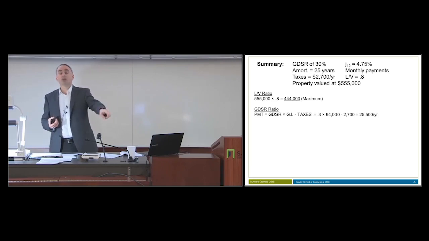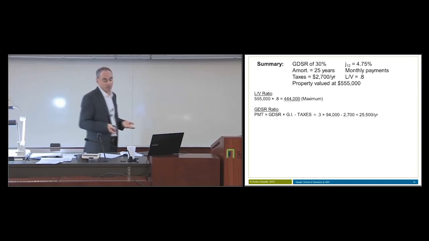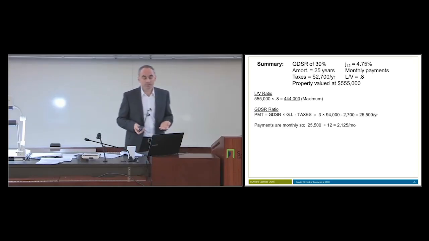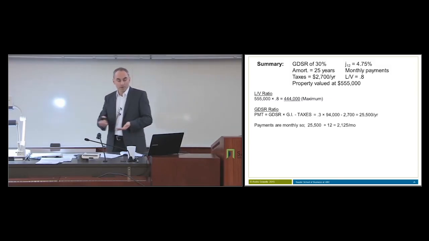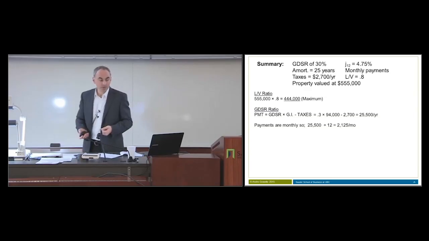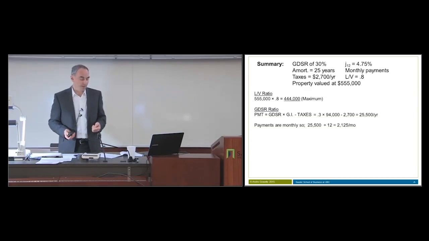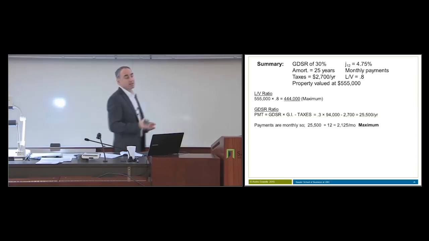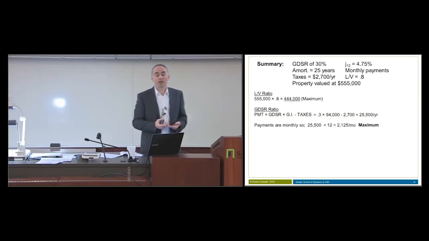We've got yearly payments here, so those aren't going to work. So we have to change these into monthly payments. So we'll divide by 12. Payments are monthly, so we take our annual maximum payment, $25,500, divide by 12, gives us $2,125 per month. Okay. And that's the max. So that's our maximum payment.